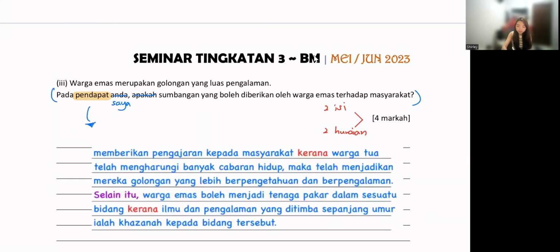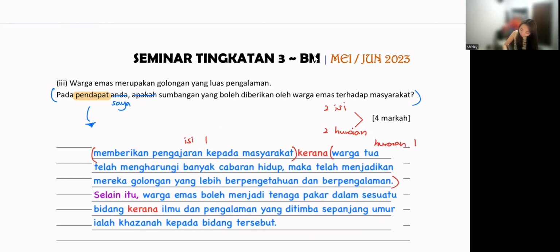okay, what is this? Memberikan pengajaran kepada masyarakat. This is the isi. Kerana warga tua telah mengharungi banyak cabaran hidup. They have gone through a lot of challenges. Maka menjadikan mereka golongan yang lebih berpengetahuan dan berpengalaman. So this is the huraian.